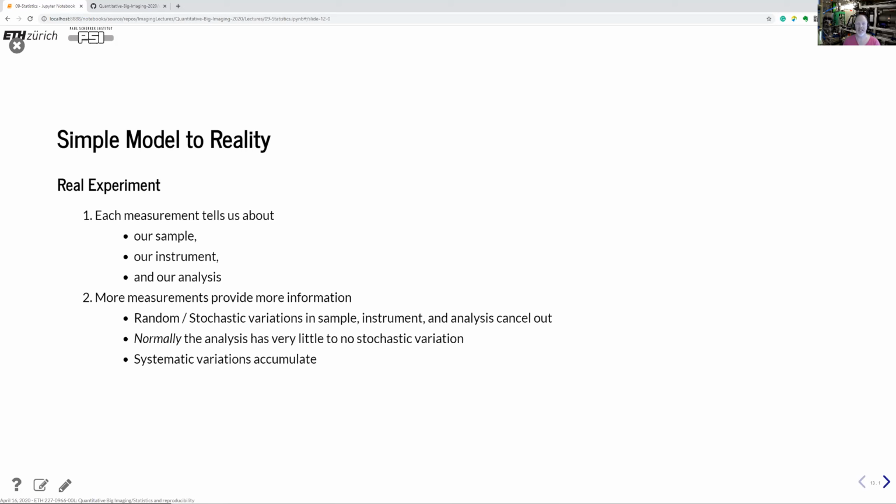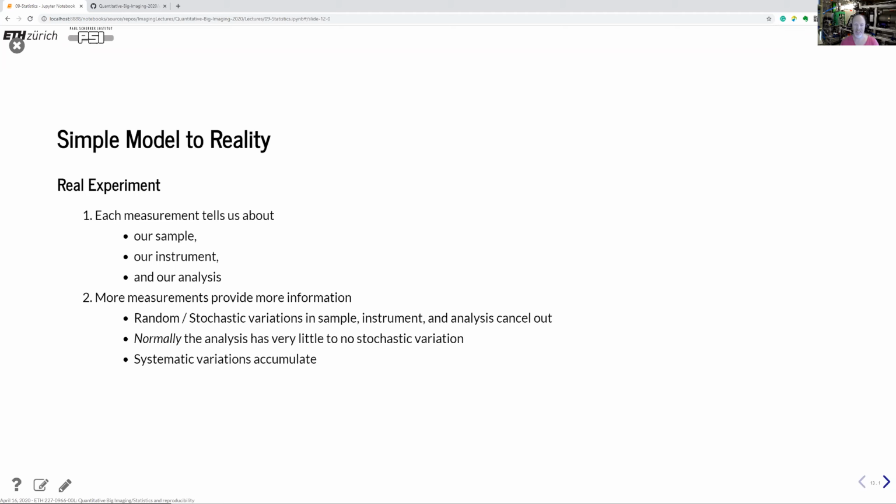And going to the real experiment, the measurement tells us something about the sample, of course, also about our instrument, but also about the analysis we have performed on the data. So more experiments provide more information, so we can start separating random variations from systematic variations. So again, the random variations are in sample, instrument, and analysis. They should cancel out.